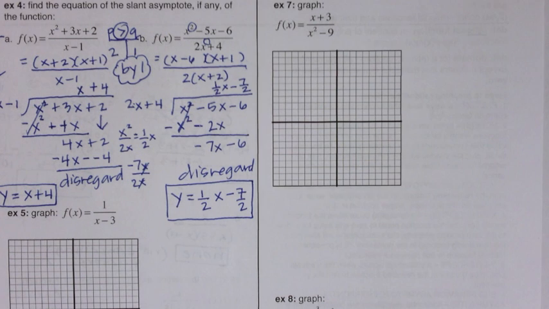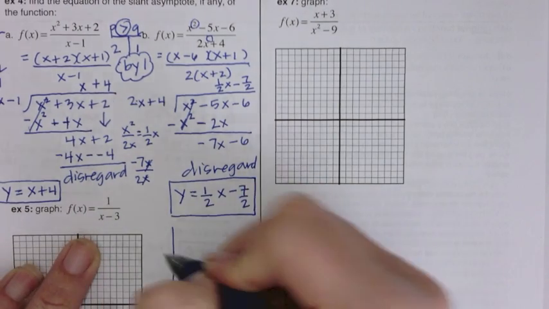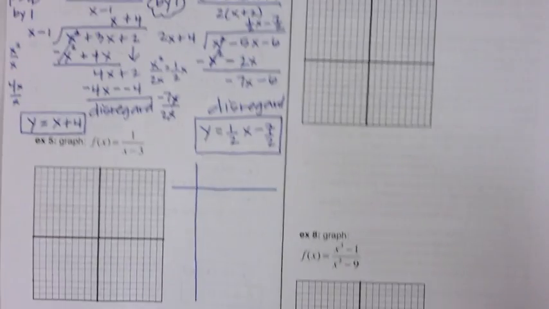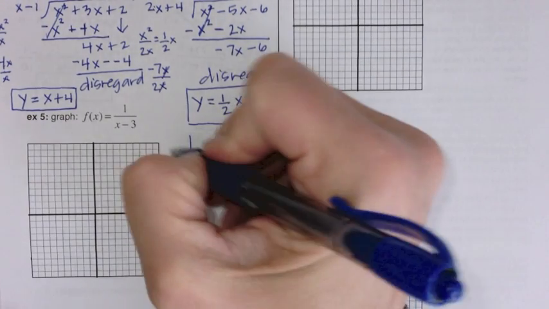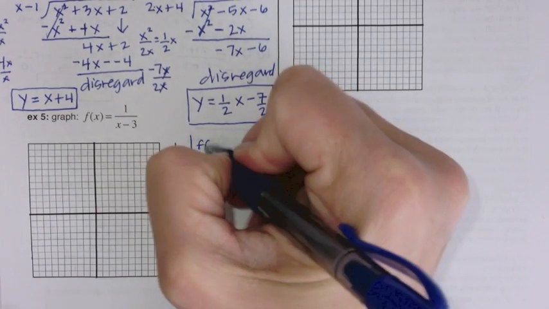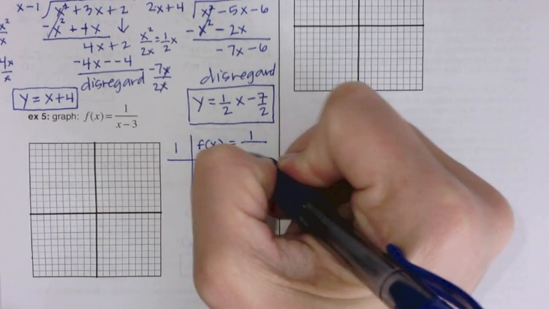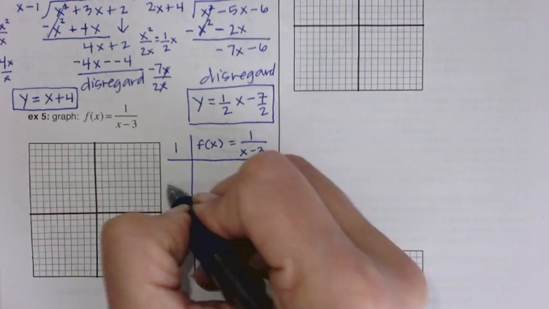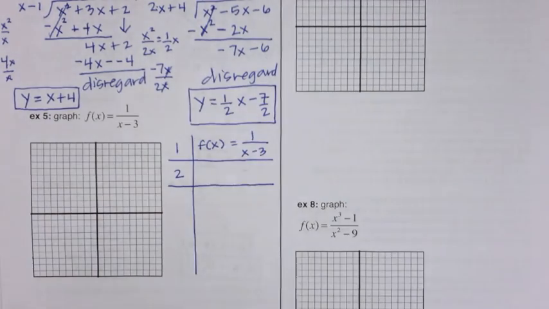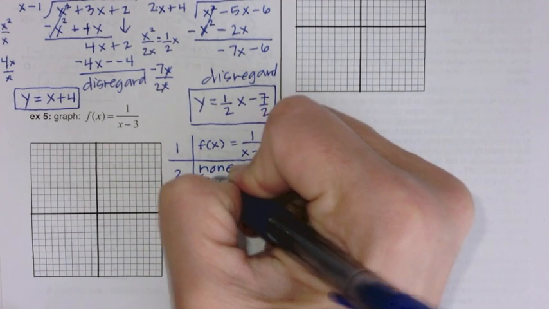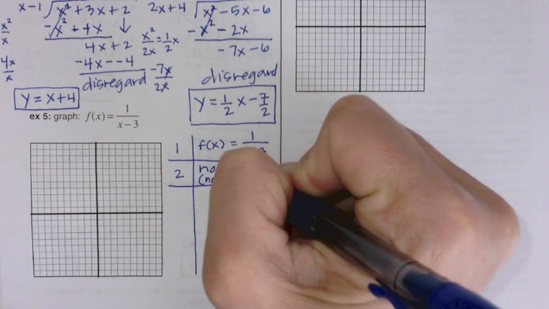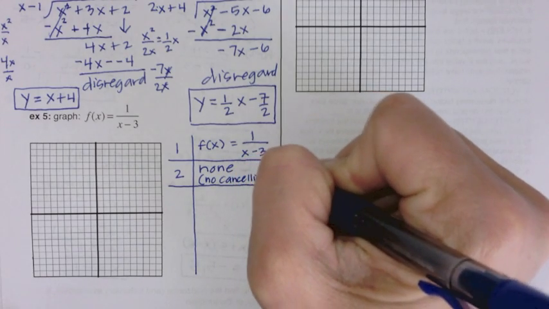Alrighty, so let's go ahead and start graphing these. There's 7 steps on the front, so I'm going to put steps 1 through 6 on a chart. Then step 7 is to plot points, and I'm just going to do those right underneath the graph. So 1 is to factor, and guess what? It's so cool. This one doesn't factor. Step 2 of our steps is to find any holes. Since no factor cancels, this is none. So I'm just going to write no canceling factors to remind myself.